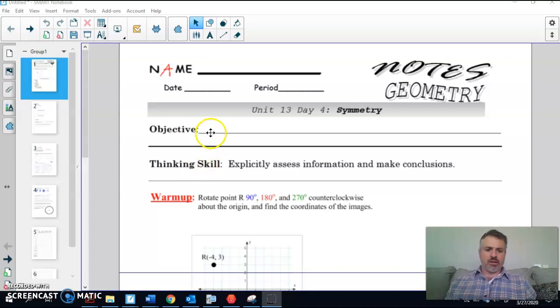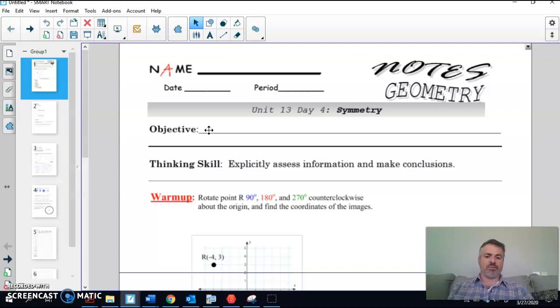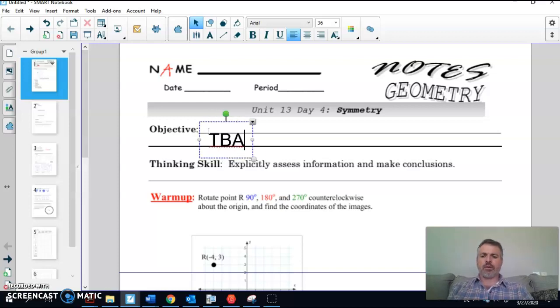But in any event, this is just another section in our transformation unit. It is not a transformation itself, however. It's kind of like a characteristic of transformations. But the objective for the day is going to be able to identify types of symmetry.